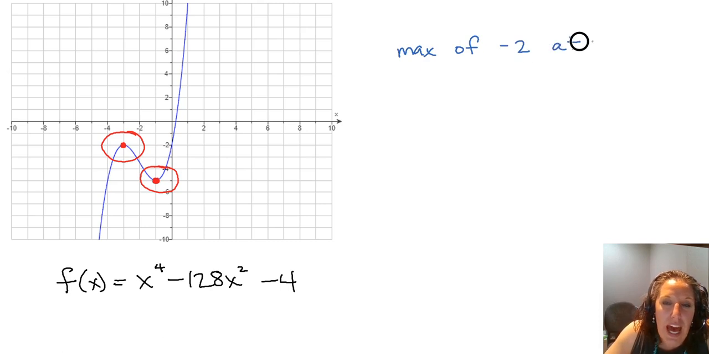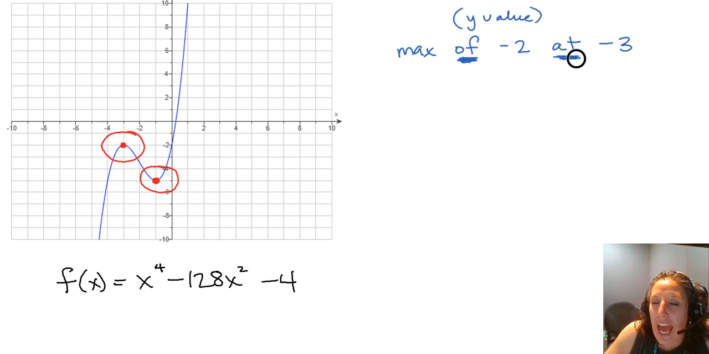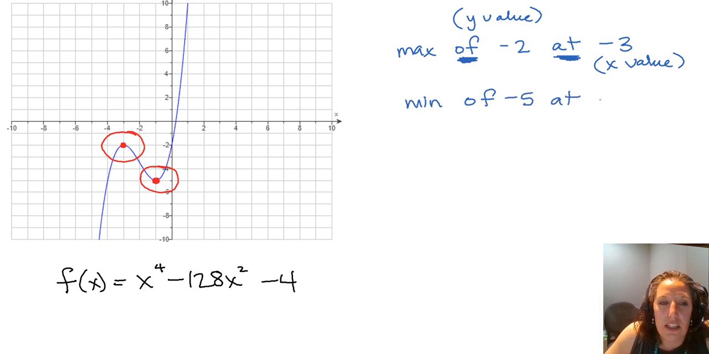-2 at -3. So a maximum, when you see the word "of," that is telling you the y value. And then when you see the word "at," that is telling you the x value at that point. So it's got a maximum of -2 at x = -3, and it has a local or a relative min of -5 at x = -1.